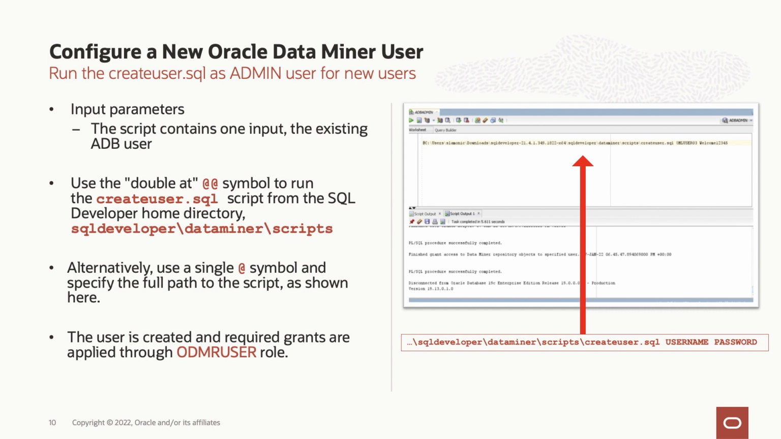You'll pass a new username and the password for that user as arguments to that script. And again, if you don't have admin access, your administrator will need to do this before you can use Oracle Data Miner. And that's it. It's very straightforward and simple. Let's look at some links on the next slide to help you get further.